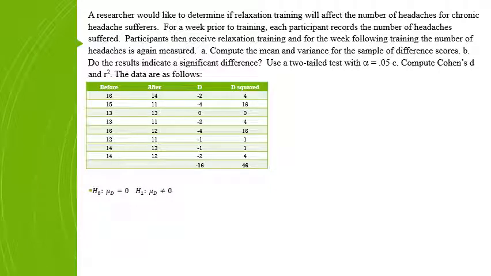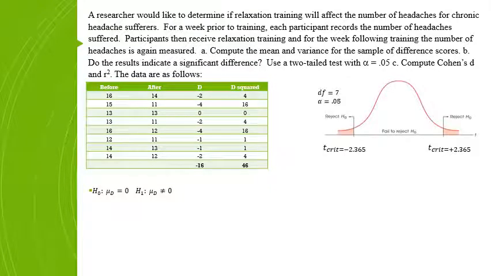Now let's look at what your hypothesis would be. Basically, the null hypothesis says the mean of the difference scores is going to equal 0, meaning there's no difference. You're in there with everybody else. Or the research hypothesis says the mean of the difference scores is not equal to 0, meaning you're different. So let's look at the picture we would draw. First off, we would determine degrees of freedom. In this case, there are 8 participants, 8 people that have before and after scores, so the degrees of freedom would equal 7. Alpha is 0.05, two-tail.